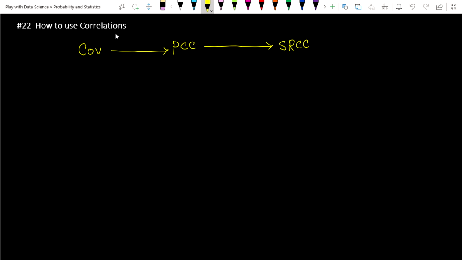Okay. And we have to always remember that correlation does not mean they have causation. That thing we have to always remember. It does not mean it has causation. Okay, so let's see that.